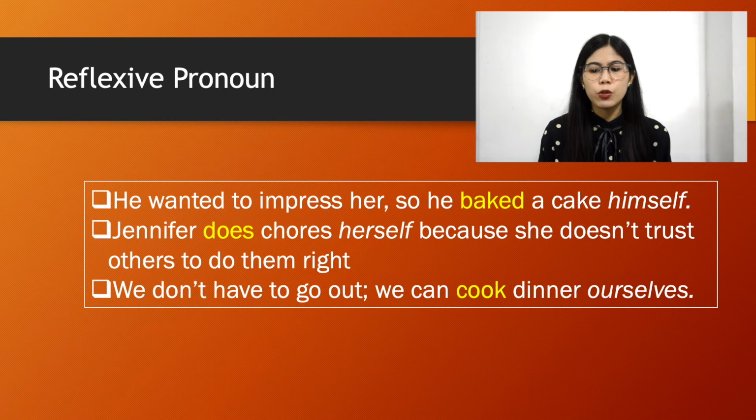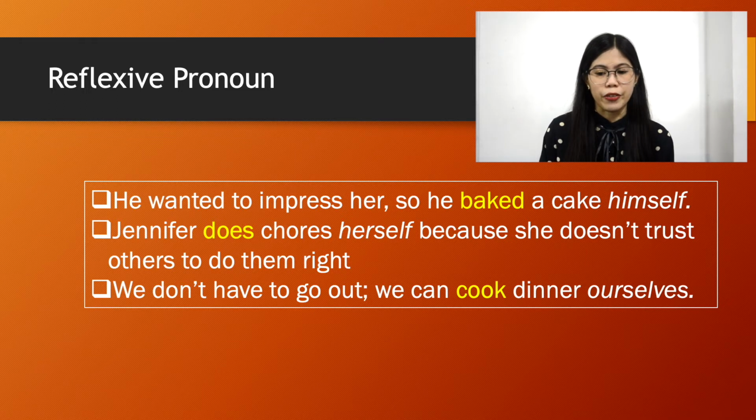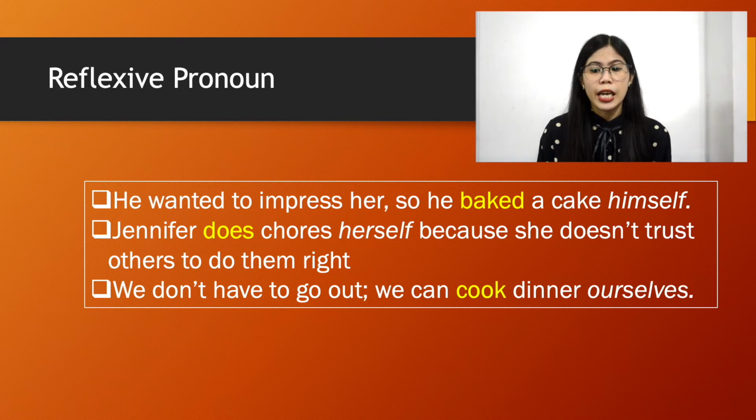He wanted to impress her, so he baked a cake himself. Our reflexive pronoun here is the word himself. As you may notice, himself refers back to the subject, who is he. And you will also notice that before the reflexive pronoun, a verb comes first, which is the word baked.